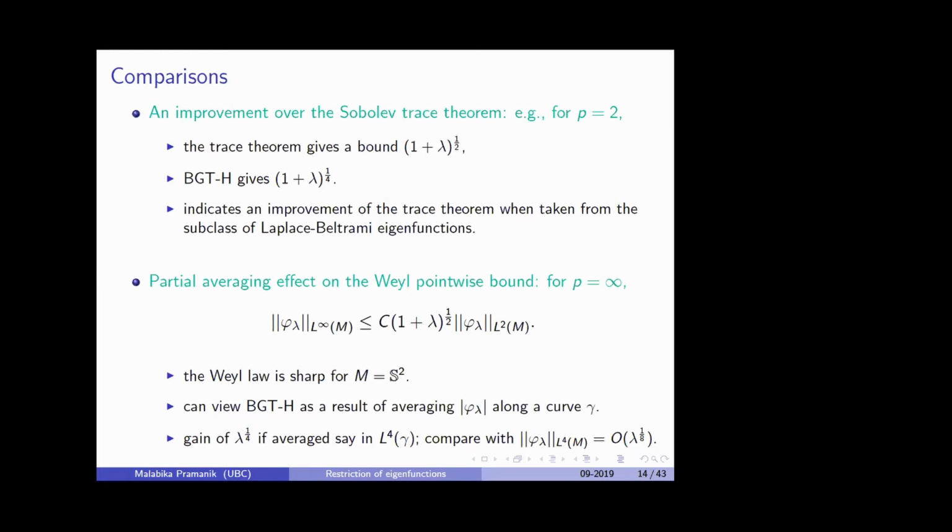The BGTH bound falls somewhere in between. It averages over a smaller set, namely a curve, and there it indicates a gain of lambda to the power of 1/4 if averaged in L4.